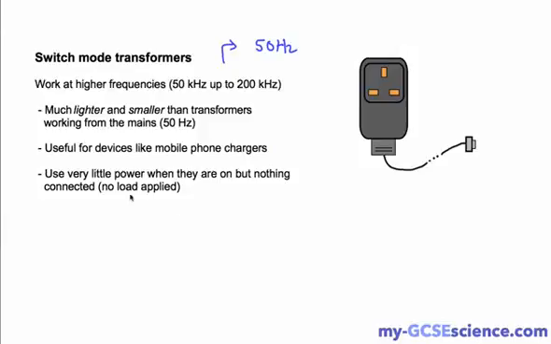The way we say that is that there's no load applied, so they use very little power when they are switched on but no load is applied. So if you've got your mobile phone charger plugged into the wall, it's going to use very, very little power, and obviously that's useful because it doesn't, one, waste electricity or energy, and two, it saves on electricity bills. Okay, so that's what a switch mode transformer is all about.